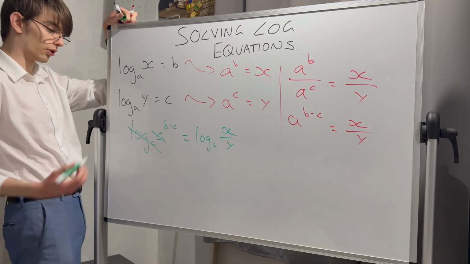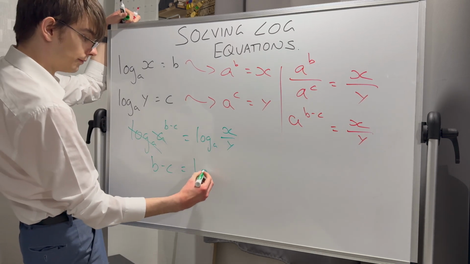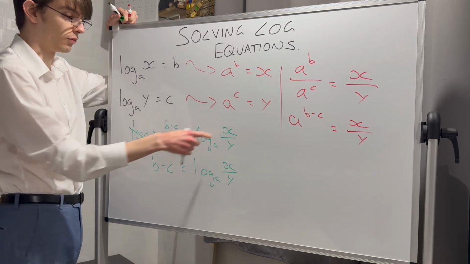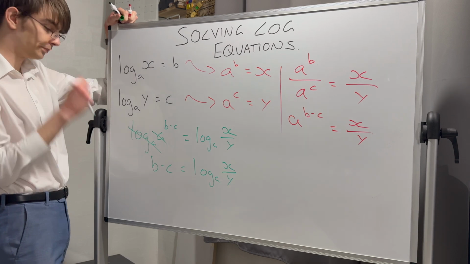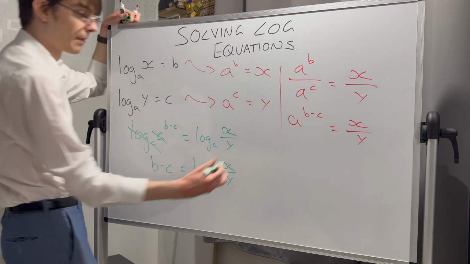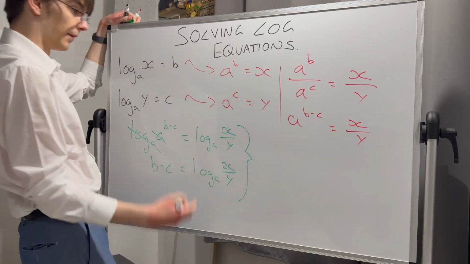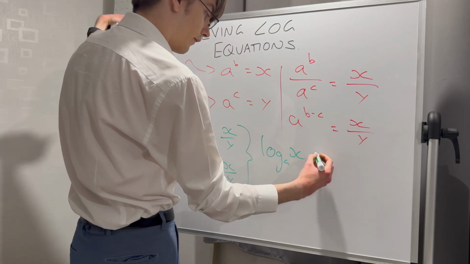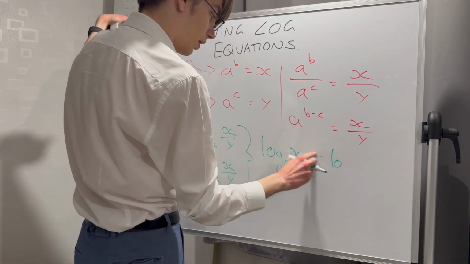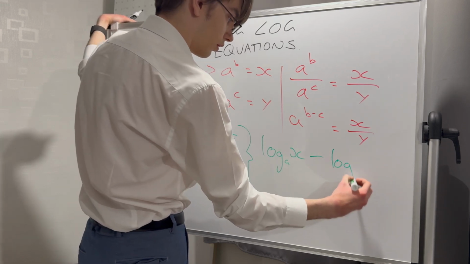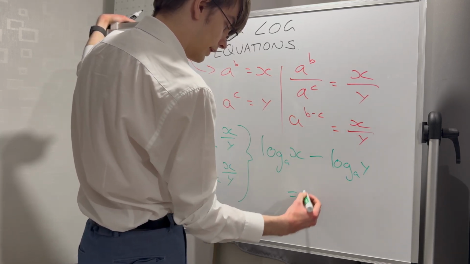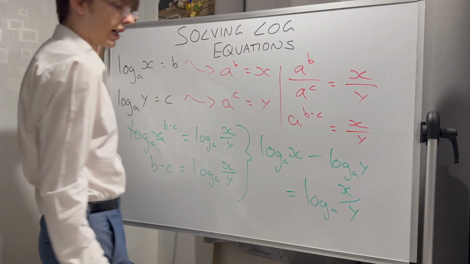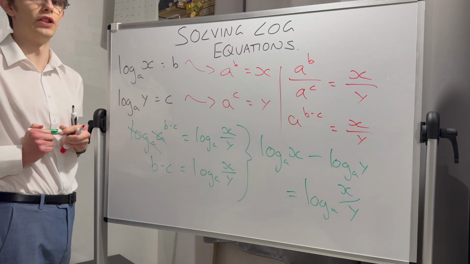Log a cancels with its own base, b minus c, log a x over y. I'm doing the same thing I did last time, just with dividing and a minus in there, and then replacing my b and my c as I did earlier up here. I get that log a x minus log a y is equal to log a x divided by y. And this is the division rule.